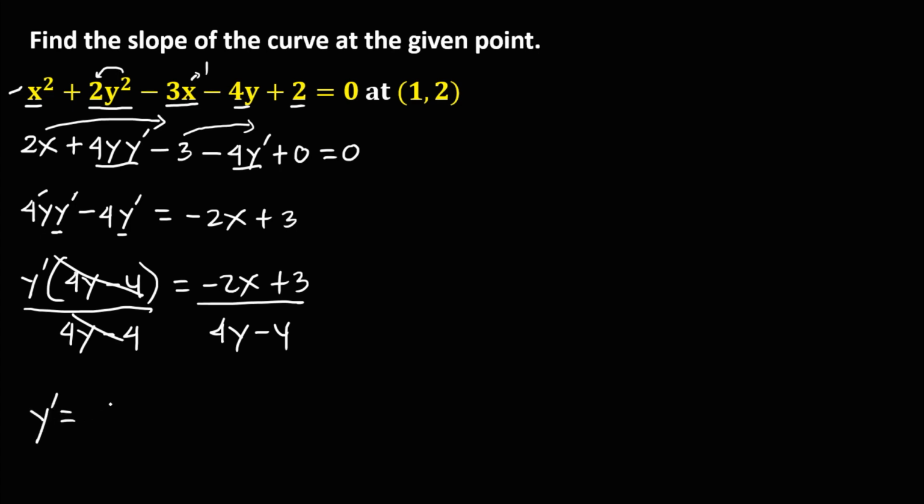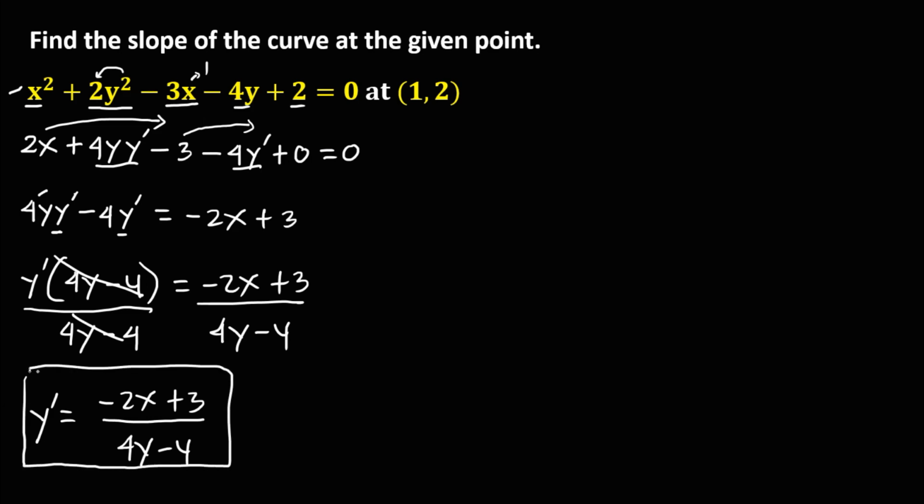So therefore, y prime equals negative 2x plus 3, over 4y minus 4. Since we have now the first derivative, we can find the slope of the curve because the first derivative is equal to the slope. Then from this equation, substitute the values for x and y. So x is positive 1 and y is positive 2.